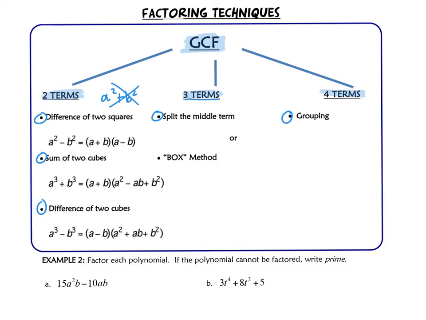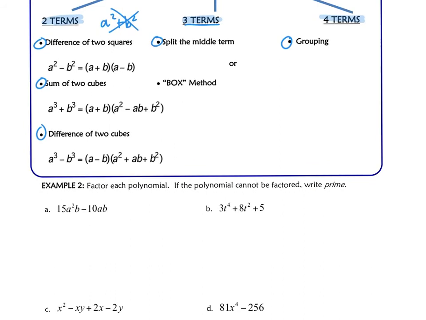Okay, so let's jump in. Example 2, we have 2 terms. Don't look at the list just yet. We got to ask ourselves, is there a GCF? Is there anything I can factor out of both of those terms? Yes. Out of both 15 and 10, I could take a 5. I have a squared and a, so I'm going to factor out an a. B and b, I'm going to factor out a b.